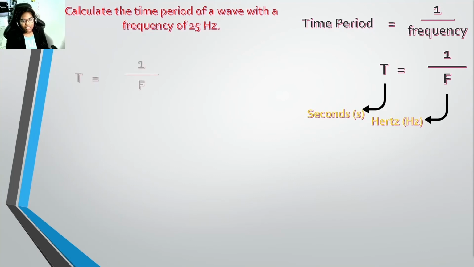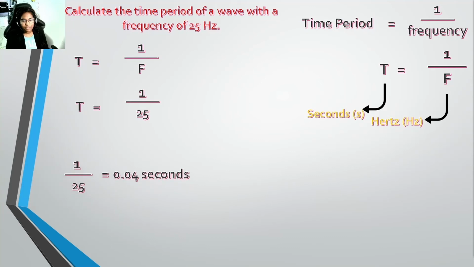So first let's get our equation open and substitute the values as follows. Now we have a calculation, 1 divided by 25, which is 0.04. So the time period of a wave with a frequency of 75 Hz is 0.04 seconds. Let's try another one.